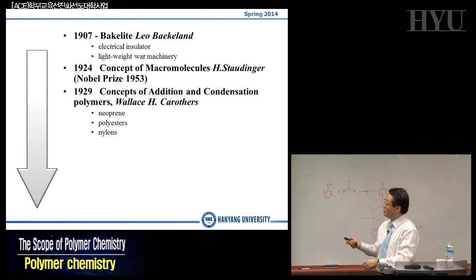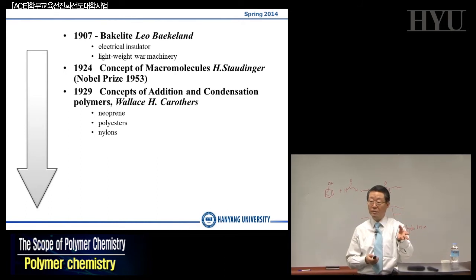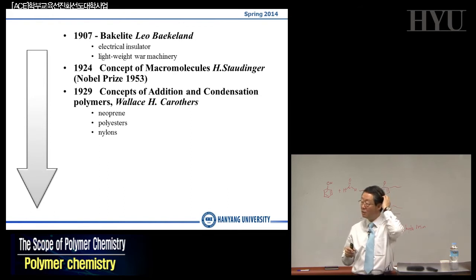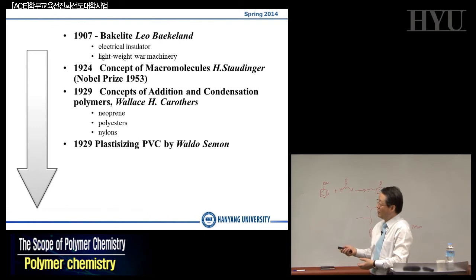So Professor Carothers focused on the condensation polymers, and in Europe, many organic chemists were concentrated on the addition polymers, double bond containing copolymers, whereas polyethylenes and polypropylenes. In 1929, PVC, polyvinyl chloride, was plasticized.